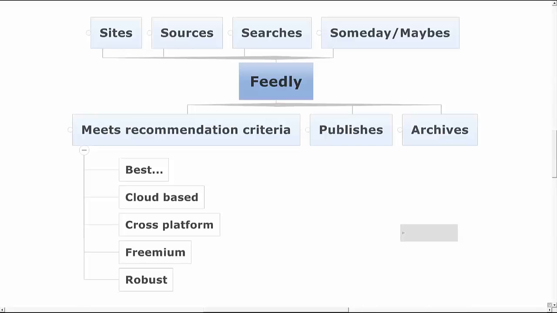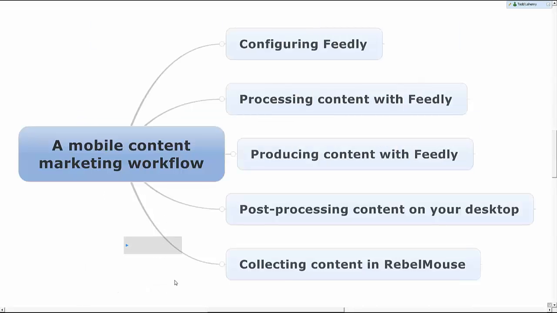I want to take a look at a mobile-based content marketing workflow. How do we configure Feedly? How do we process content? How do we produce content? How do we post-process on the desktop? And how do we collect it all in RebelMouse? So if you're ready, just let the video continue to play.